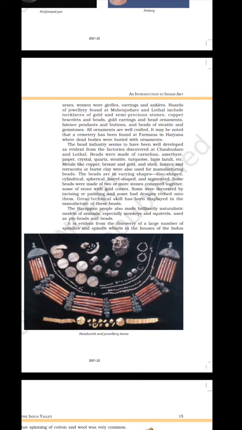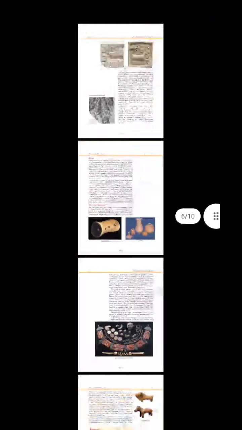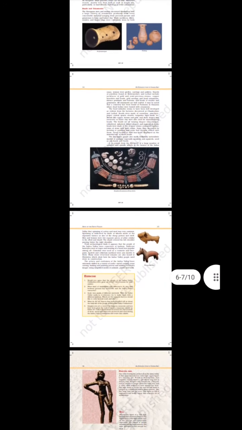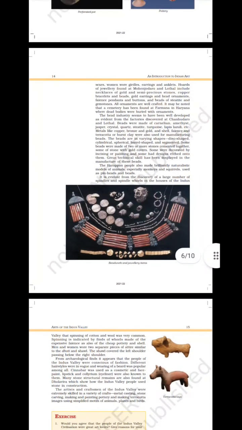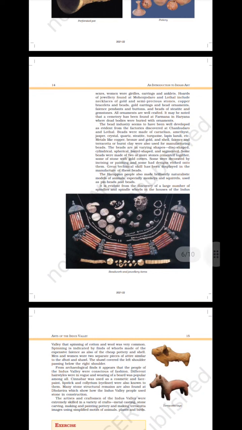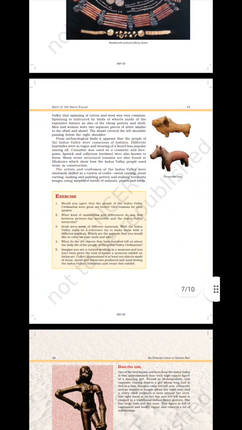pinheads and beads. It is evident from the discovery of a large number of spindles and spindle whorls in the houses of the Indus Valley that spinning of cotton and wool was very common. Take a look at this illustration. Beadwork and jewelry items. You could see all the shapes here. Spinning is indicated by finds of whorls made of the expensive faience as also of the cheap pottery and shell.